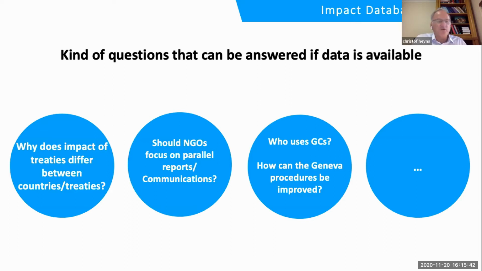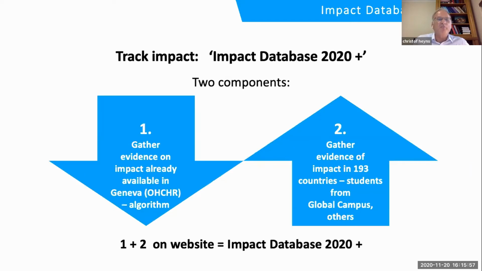And then, of course, other questions may be, who uses journal comments? Who's the audience? So when you write it, who are you aiming it at? How can the Geneva procedures be improved? Many questions, I think, can be addressed if one has this larger picture. So the idea with the impact database is to combine 2 components.